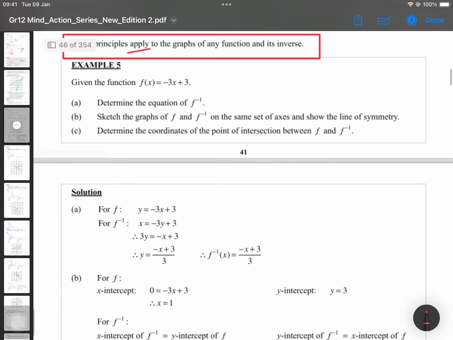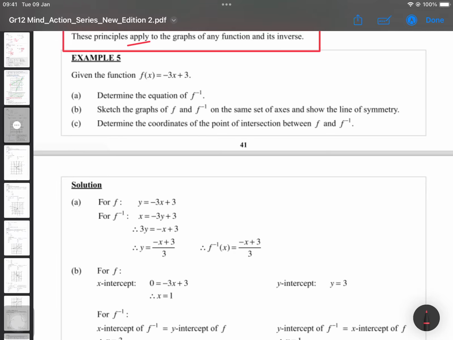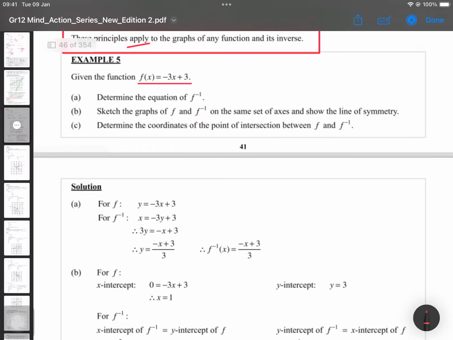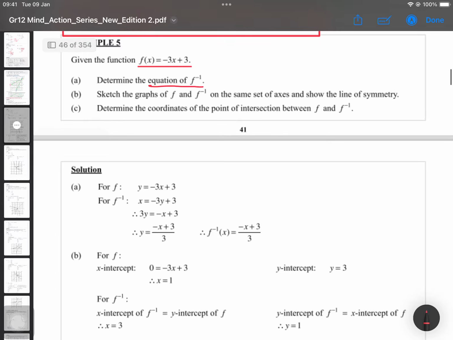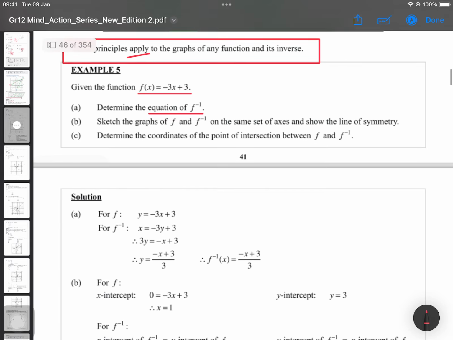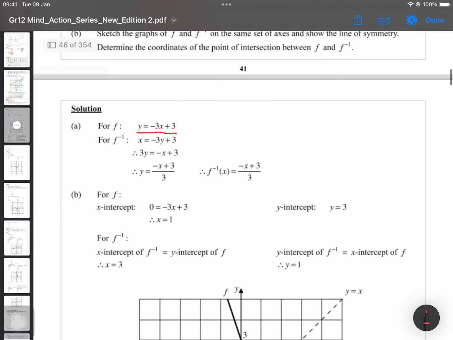Let's check example 5. Example 5 says the function f of x equals minus 3x plus 3. 1. Determine the equation of the inverse. This is the one where you swap x and y. The original is there. You swap x and y, and make y the subject of the formula. So you're going to have x equals minus 3y plus 3. So x minus 3 equals minus 3y. You move the 3 to that side, then you divide by minus 3 throughout.